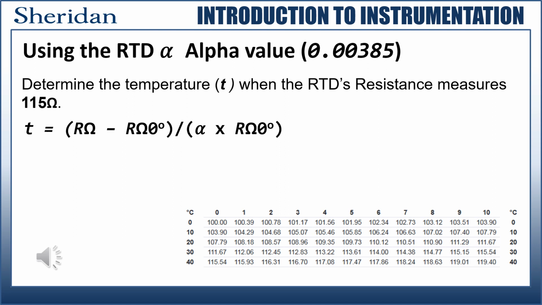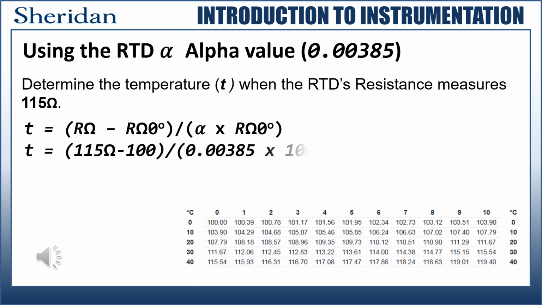If the measured resistance is 115 ohms, then the temperature would be equal to 115 ohms minus 100 ohms, divided by 0.00385 times 100. This then gives us 15 divided by 0.385. When we work that out, the final temperature is 38.96 degrees Celsius. Now let's check that against the table.